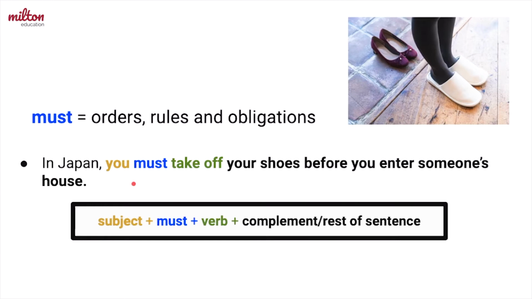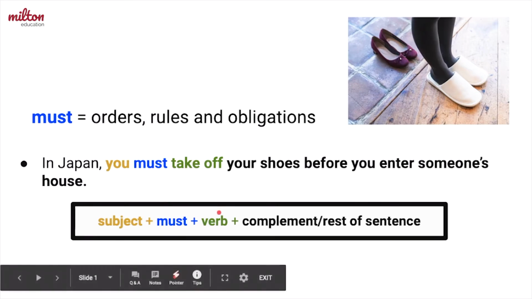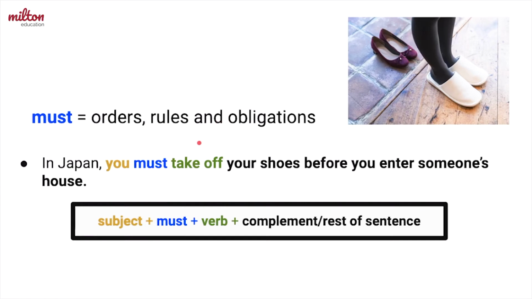Now let's talk about the form of sentences with must. We have the subject, which in this sentence is you, the modal verb must, and the main verb of the sentence. In this sentence, the main verb is take off. And finally, the complement, which we can also call the rest of the sentence.